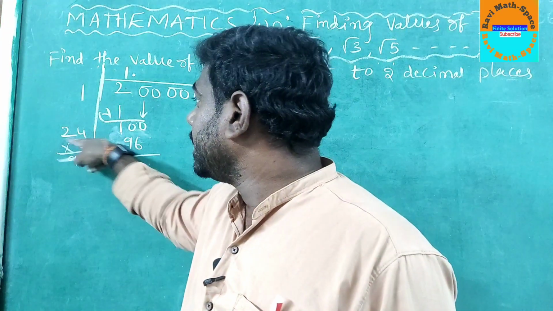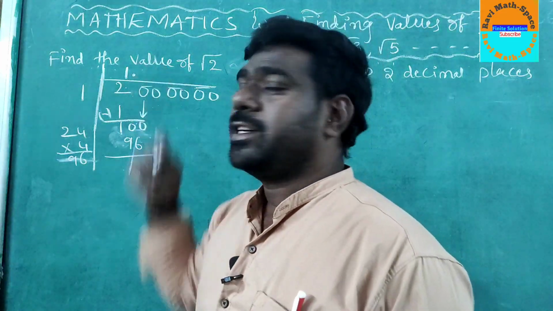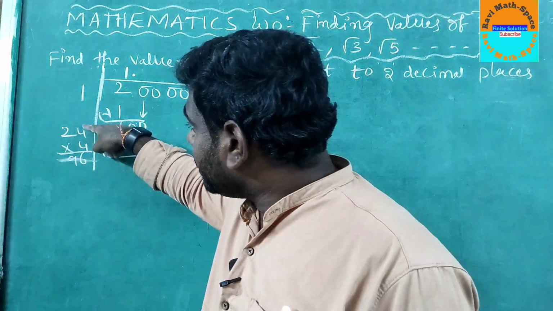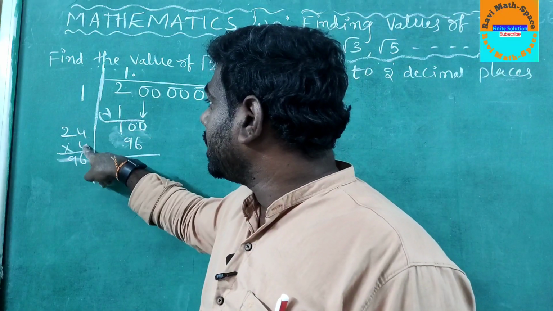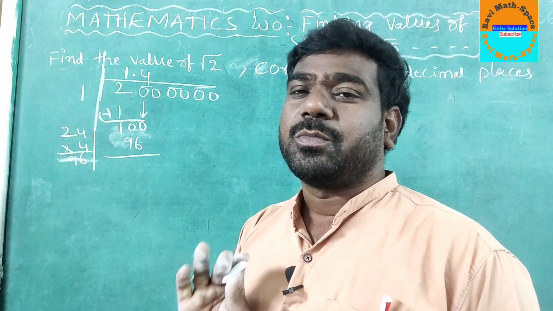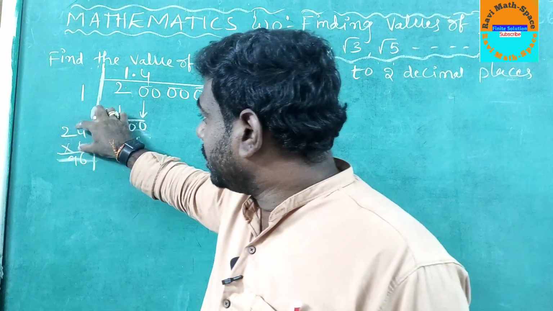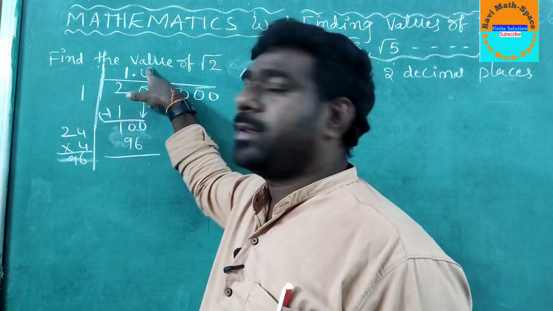Therefore our new divisor is what here? 24. Then what about the quotient? Very simple. Whichever square number is suitable, that number we have to write. 4 square is suitable, no? That's why I am writing 4 here. This is very important. First we have to check which square is suitable, and that number we have to place in the quotient.